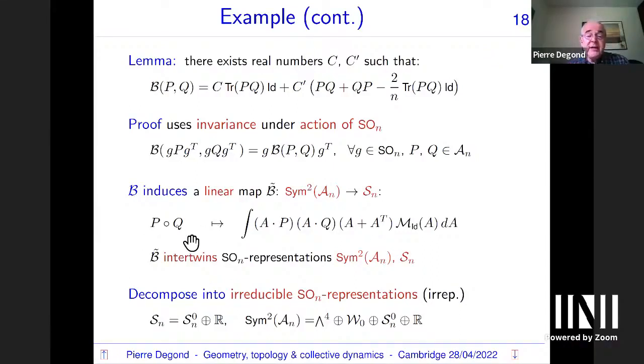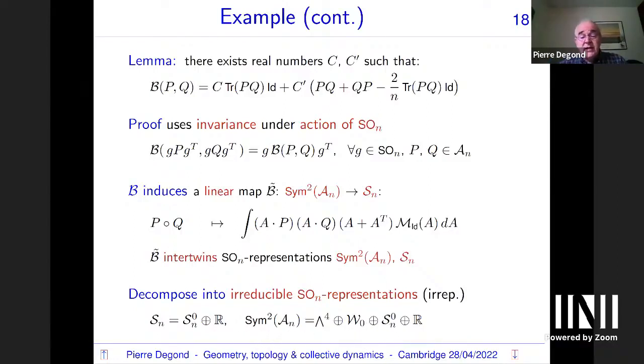In a nutshell, you can define the linear map, this bilinear map from the symmetric tensor product of anti-symmetric matrices into the symmetric matrices. And basically, the thing boils down to decomposing this thing here, which is an SO(n) representation, into irreducible representations. And you also do the same for the right-hand side. So S0n are the trace-free symmetric matrices. R is basically the scalar matrices. I have two other representations here, which I'm not going to detail. This one is the fully anti-symmetric rank 4 tensors. And this one is a little bit more complicated.